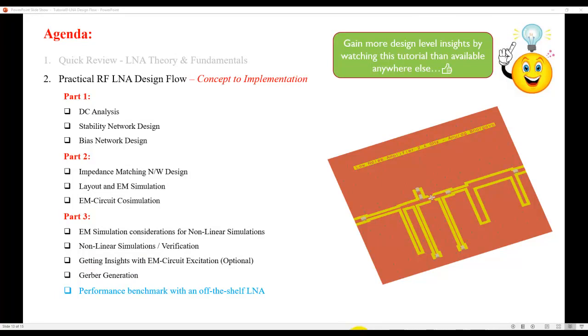Hi, welcome to part 2 of this tutorial session. I hope you had a good break. So in part 2, we are going to talk about how to do impedance matching network design for a circuit like an LNA. And then we will look at a few tips and tricks on managing layout and EM simulation, and finally finish it off by EM circuit co-simulation.